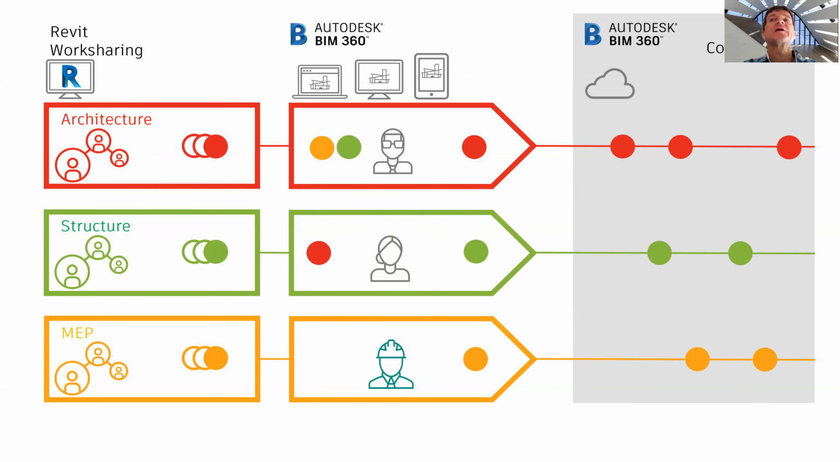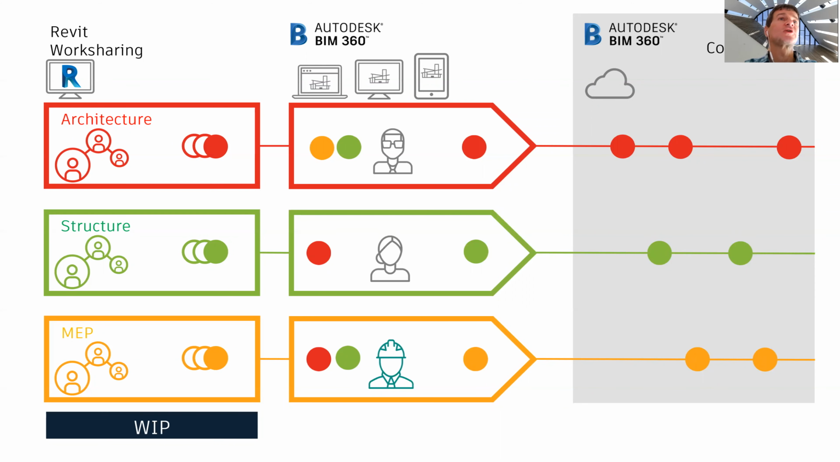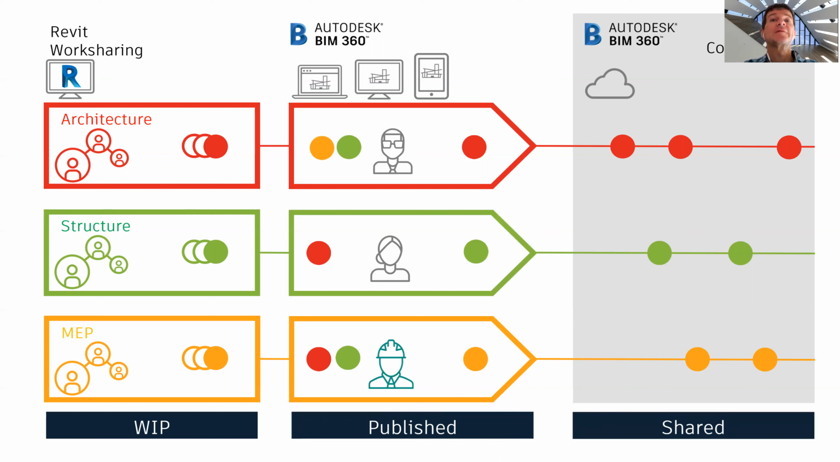So basically, this is very different to what you can use in, for example, a central model, or what you can see in Revit Server, because here is another layer of control, which really enables controlled work sharing, and this is very important. And now you can imagine that the job done in this part is work in progress, and then it can be published, and then it can be shared. So basically, there are different stages as defined in ISO 19650.